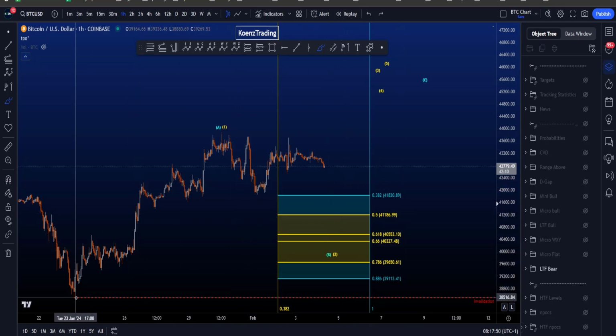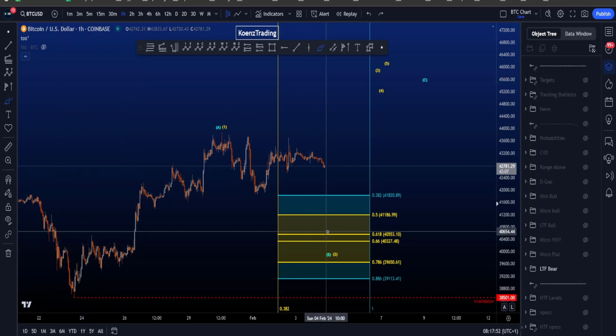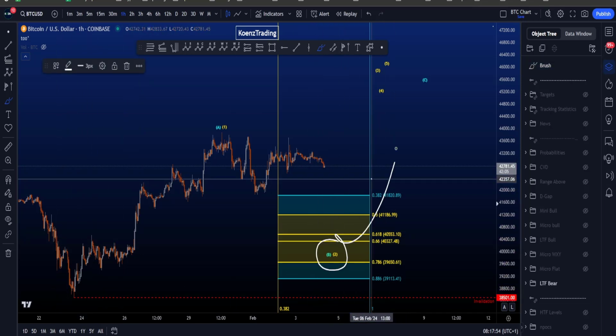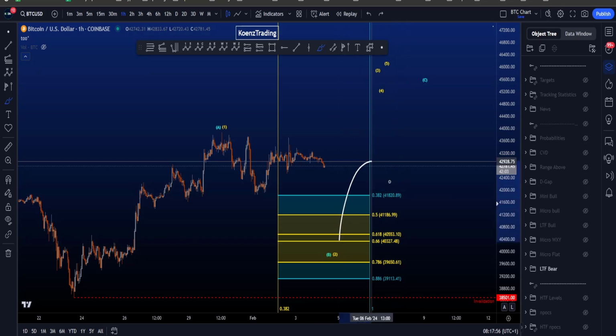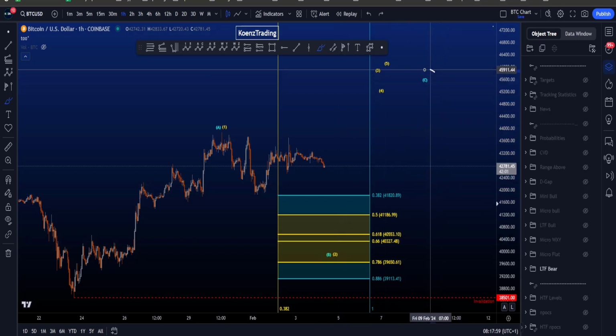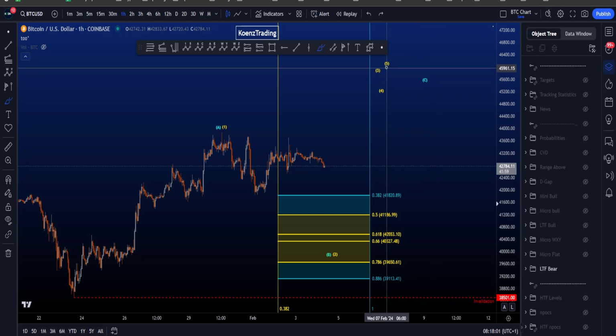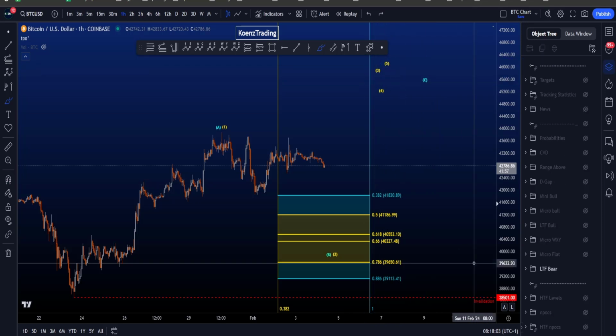The invalidation for this scenario is price moving below this low, and after a B or 2 we want to see impulsive continuation to the upside in at least one more 5-wave structure for wave C, or bigger continuation to the upside in a wave 3.